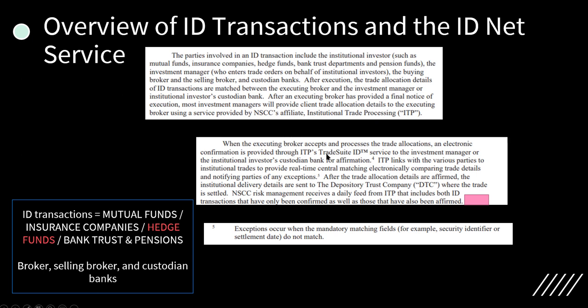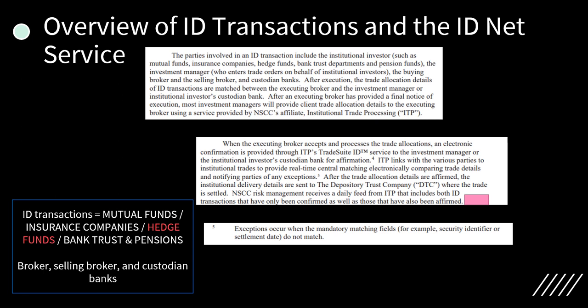After execution, which is the buying and selling of shares, the trade allocation details of ID transactions are matched between the executing broker and the investment manager or institutional investor's custodian bank. After an executing broker has provided a final notice of execution, most investment managers will provide client trade allocation details to the executing broker using a service provided by NSCC's affiliate, Institutional Trade Processing, or ITP. Now, when the executing broker accepts and processes the trade allocations, an electronic confirmation is provided through the ITP's Trade Suite ID service to the investment manager or the broker, selling broker, custodian banks.